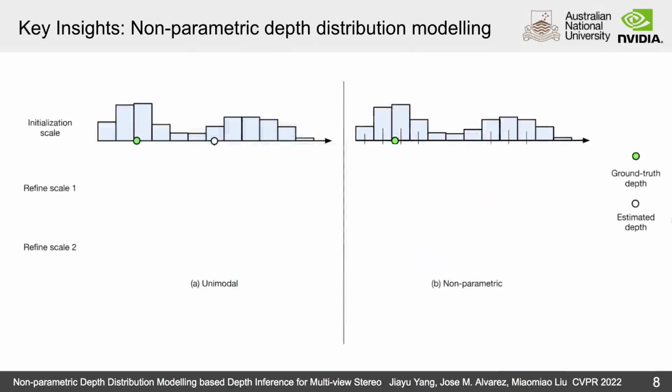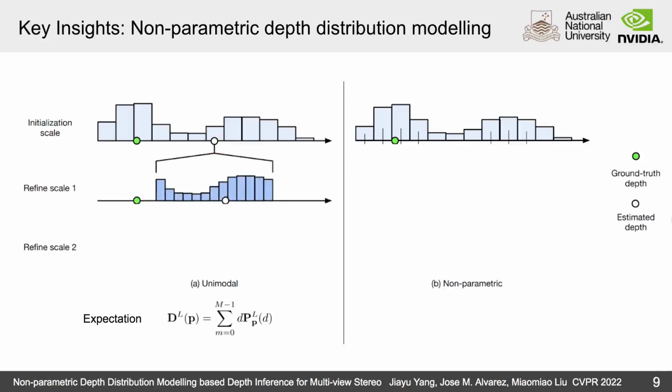Given a multimodal depth distribution on the initial level, existing methods assume that the depth follows a unimodal distribution and use the expectation as the estimated depth. The estimated depth will be somewhere between the modes and is far away from the ground truth depth. The error will be propagated to the refinement levels and cannot be corrected by local depth search, resulting in incorrect depth estimation.